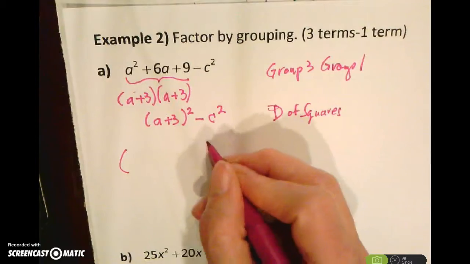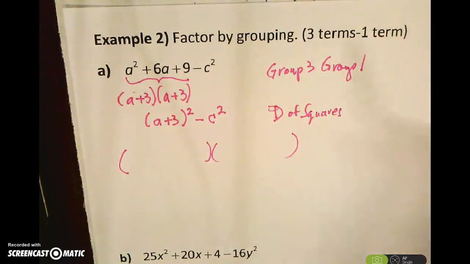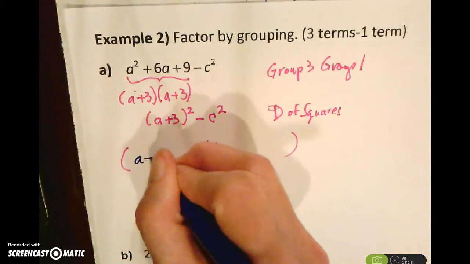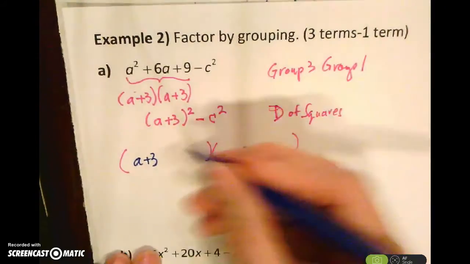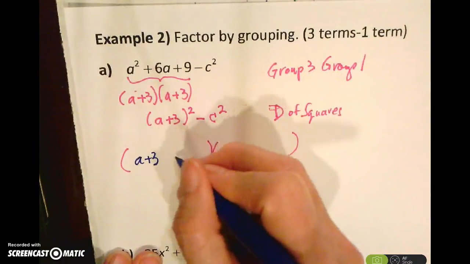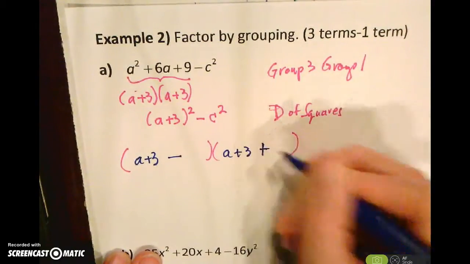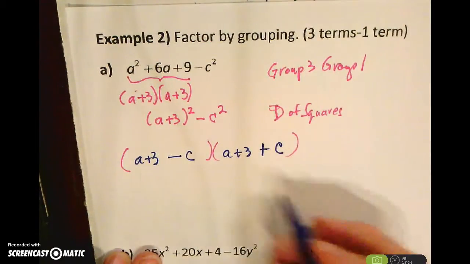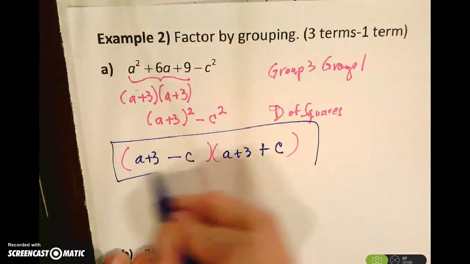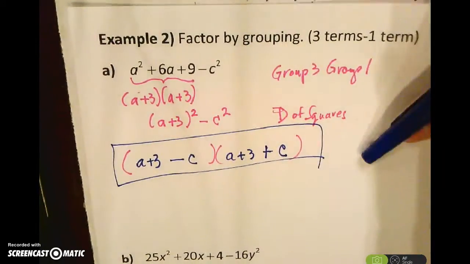So I will take my 2 parentheses, I will take this a plus 3 and put it in both of these places. And then remember that when I do it, one of them's a minus and one of them's a plus. And then it's going to be C in both of these. And there's no simplifying that can be done. And that is my answer.